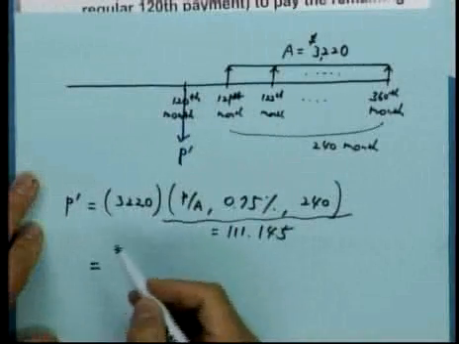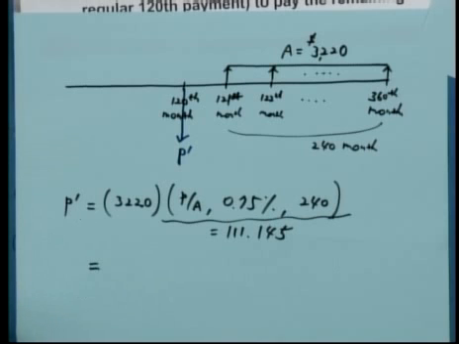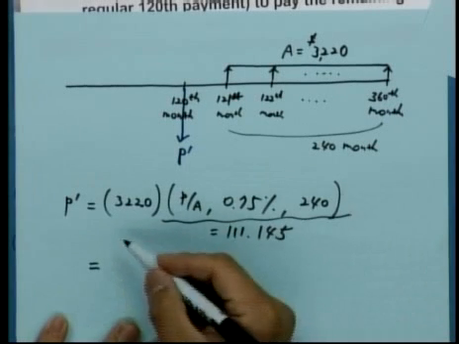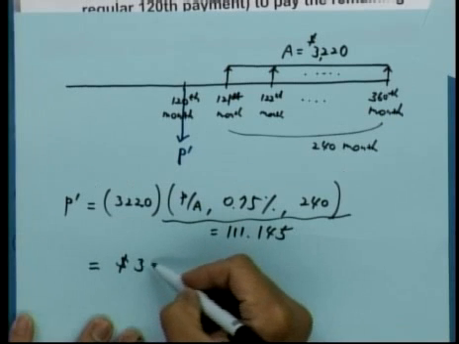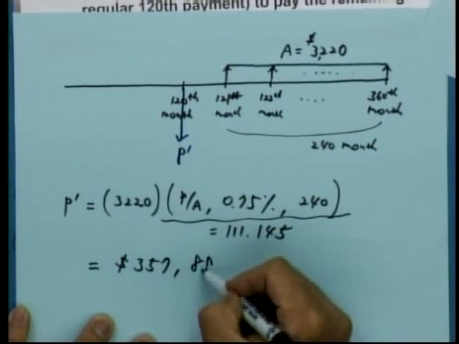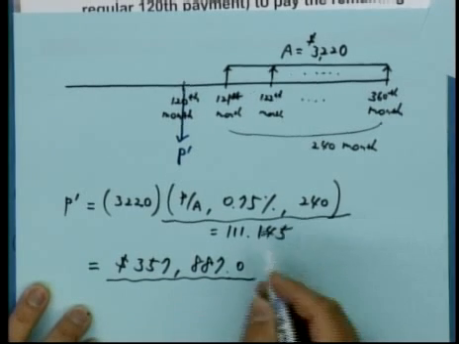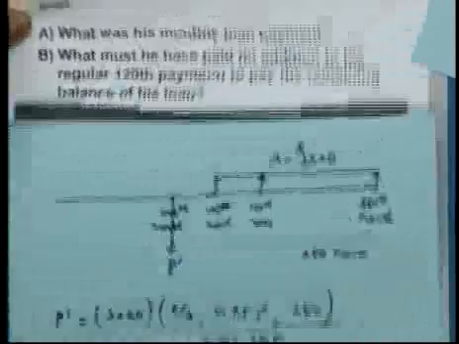So, what is this value? Okay, so this is going to be $357,887. So this is the answer for question B.